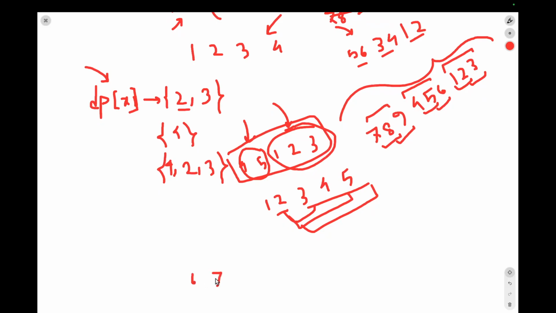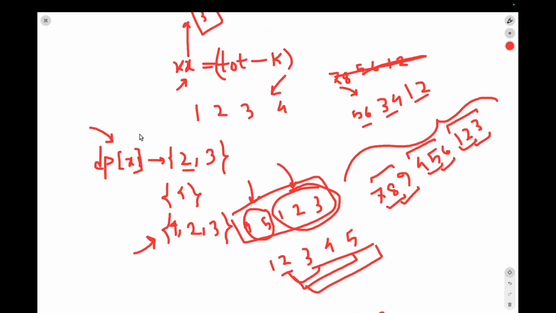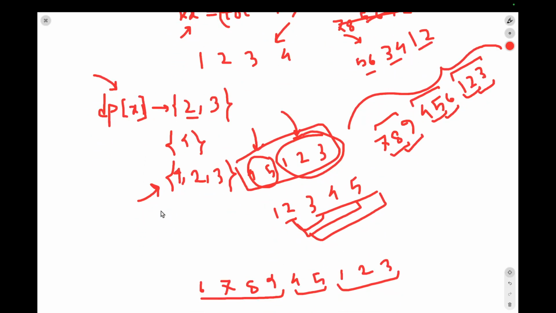6 7 8 9, 4 5, then 1 2 3. You can see that here the first 4 elements are increasing, then the next 2 are increasing, then the next 3 are increasing, in this way. So what the dp will give us: let's say we put an x, and it will actually give us the solution, that is 4 2 3. If we know this, then we can easily form that permutation.